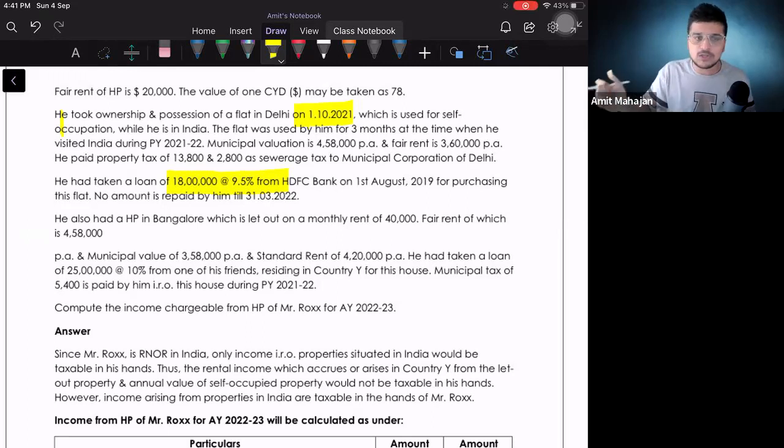So I got the ownership and possession on 1/10/2021. Assume that the construction got completed on 1/10/2021. Now everything will be smooth. First of all, if it is a self-occupied property, can you tell me what will be the expected rent and GAV and everything? Everything is given, municipal valuation.